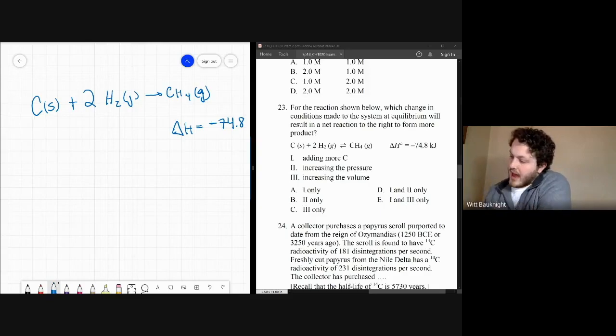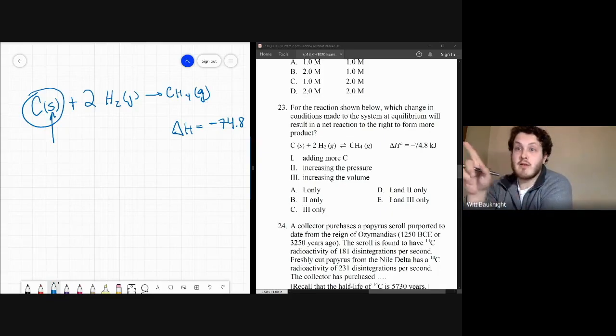So let's talk about adding more C. Well, does C affect the Kc expression at all? No, it's a solid. Solids do not contribute to the driving force of a reaction. So statement number 1 is incorrect. So let's talk about adding more pressure.